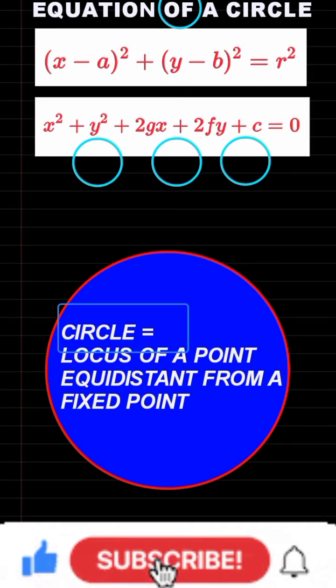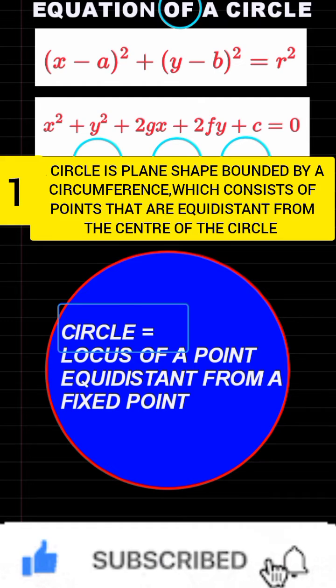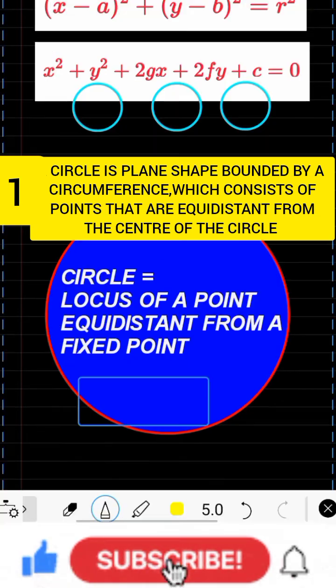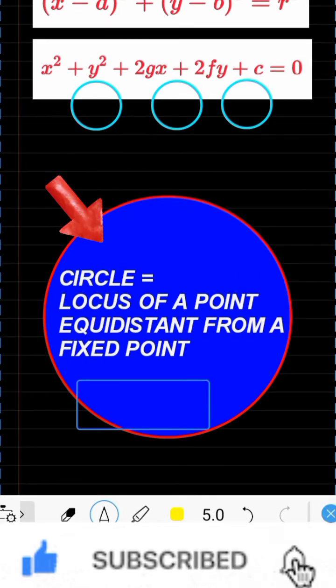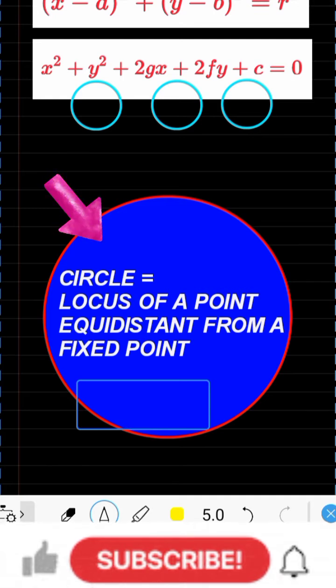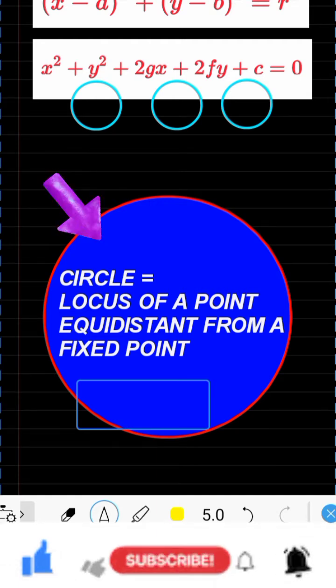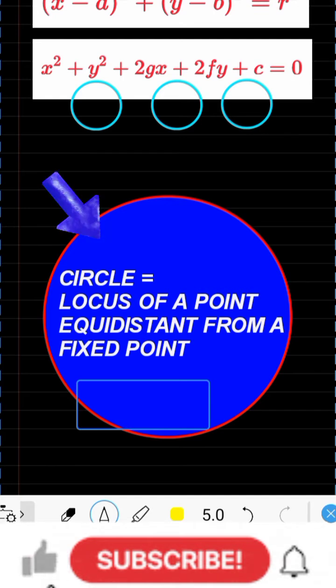Sometimes we define a circle as a kind of shape that is bounded by a circumference, and the circumference consists of points that are equidistant from the center. But the advanced definition of a circle is that a circle is the locus of a point equidistant from a fixed point. What is the meaning of locus of a point? It means a circle consists of a particular point that will always move in such a way that its distance from a particular point is fixed. Okay, this point is not fixed, but it will move, but its distance from a particular fixed point is fixed.